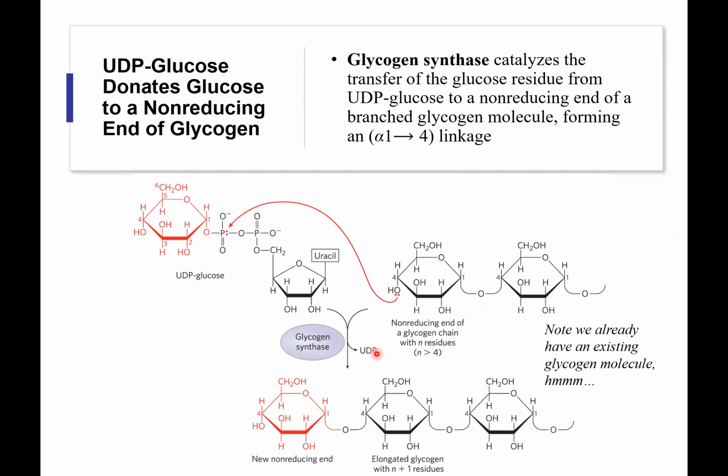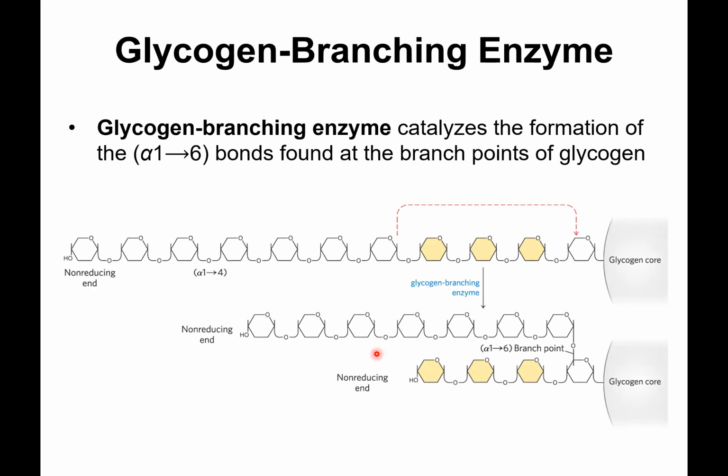Just like we had a debranching enzyme for post-glycogen phosphorylase, just to keep our eyes on the framework here, right? We have a branching enzyme for catalyzing the formation of these alpha 1 to 6 bonds found where branches are created. So how does that work? Well, this is kind of interesting, right? Let's take a look and try to suss out what is happening here.